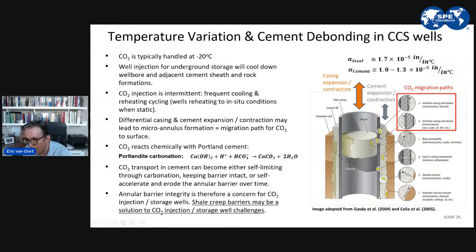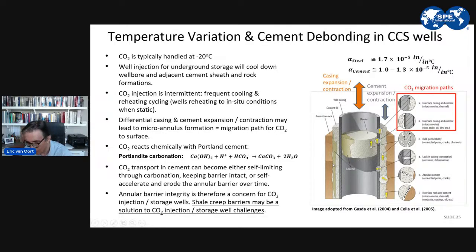Now that microannulus could become a leak path for CO2, and that CO2 can react with Portland cement. It can react with both Portlandite, which is calcium hydroxide, as well as with CSH gel to form calcium carbonate. Now that CO2 transport can become self-limiting. That calcium carbonate can start plugging the microannulus and any fractures in the cement. But that is a process that is dependent on the dimensions of the microannulus and the fractures. For certain dimensions, the CO2 could just also consume all the cement, and there are CO2 storage wells where indeed no cement has been found in the annulus after a while.